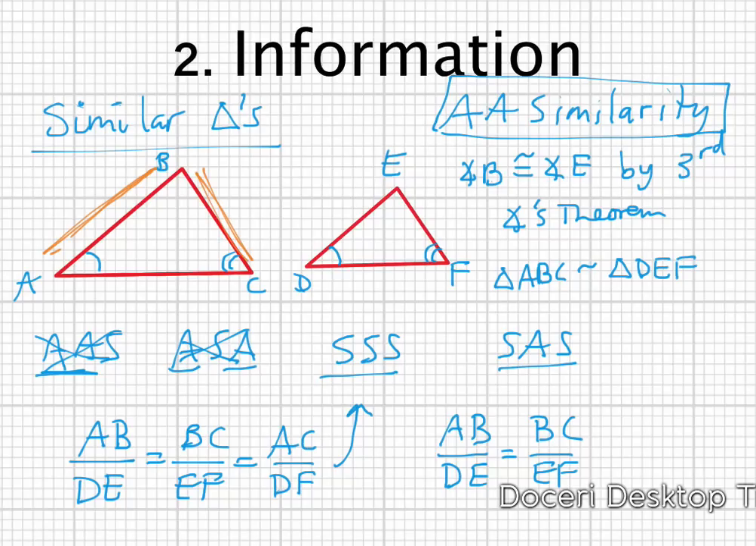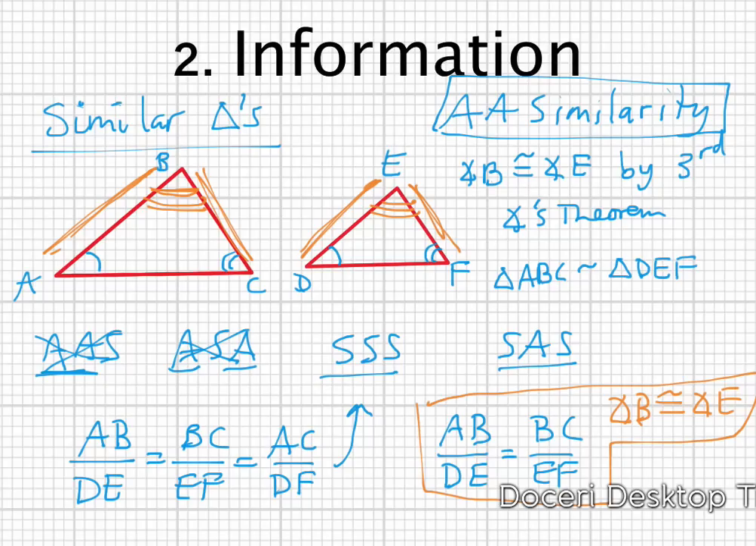What's the angle between them? Well, the two angles between them are angle B and angle E. So I would have to have angle B congruent to angle E in order for this to be true. But if that's what you have, then you know that the two triangles will be similar. Okay?